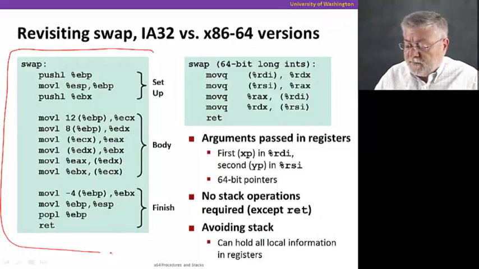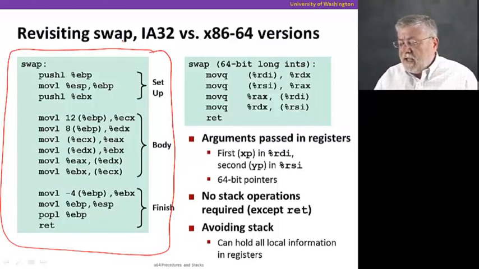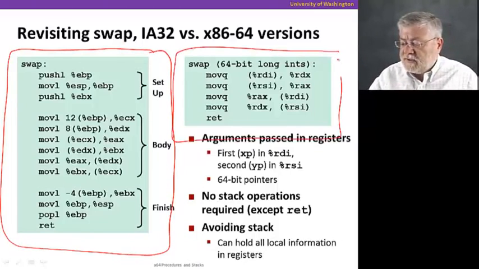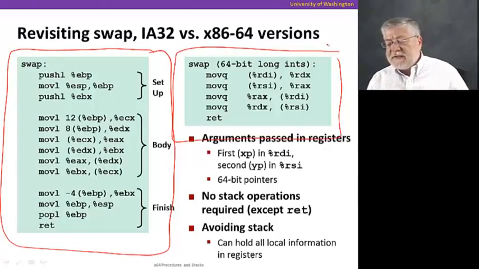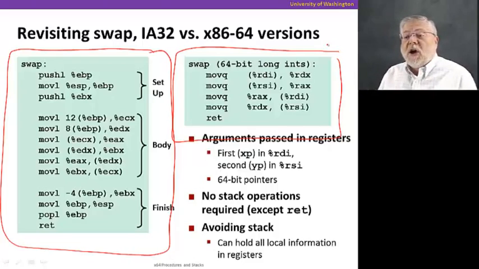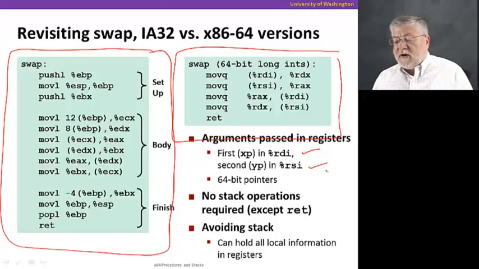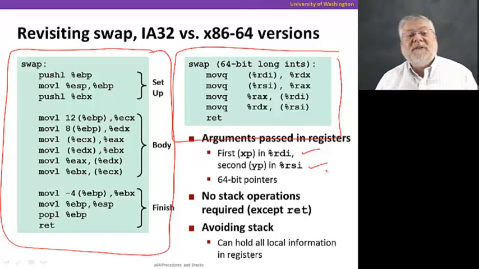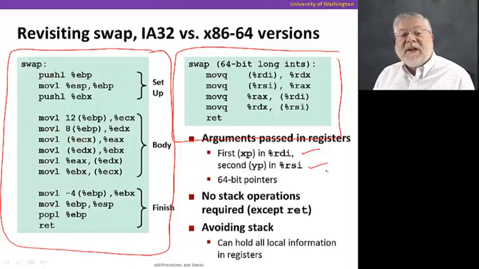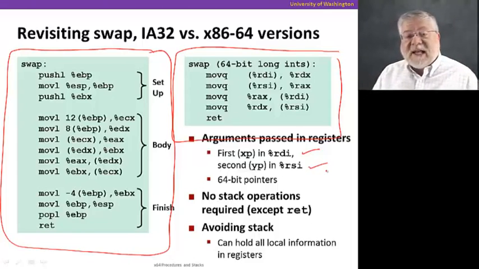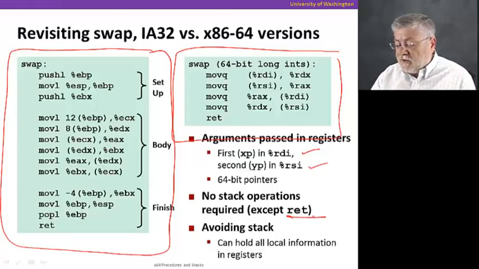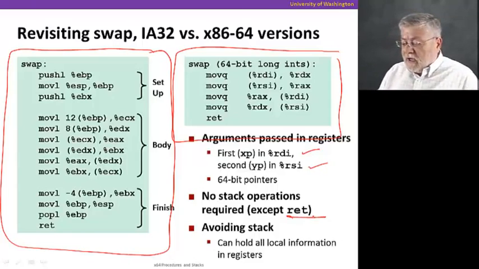Okay, let's revisit the swap function and look at it in the 32-bit architecture, which we see here on the left. This is the one we've seen so far, and a swap implementation using 64 bits. The difference is that arguments are passed in registers. The first argument is now in the register RDI, the second in the register RSI, and that's where we find the 64-bit pointers, those 2 arguments to swap. So we're not having to get them off the stack. The only stack operation we really need is return.